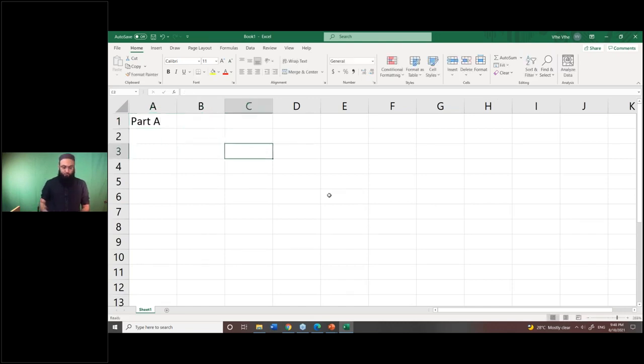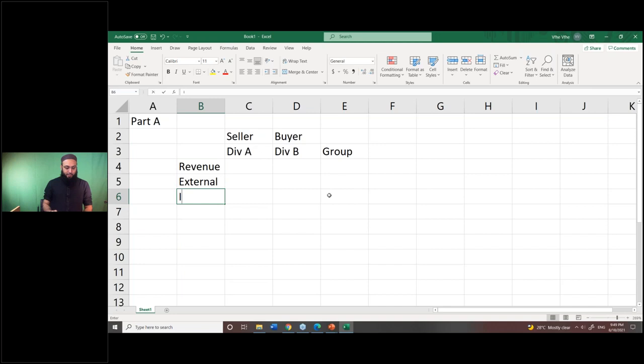Part A. Now, who is the seller and who is the buyer? Let's prepare for the seller, then the buyer, and then the group. The seller is Division A and the buyer is Division B, and then the group. The current policy is clear to all of you. For revenue, the question said show separately where possible, so internal revenue, external revenue, and total.